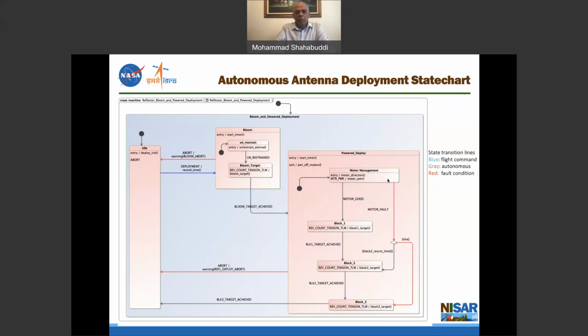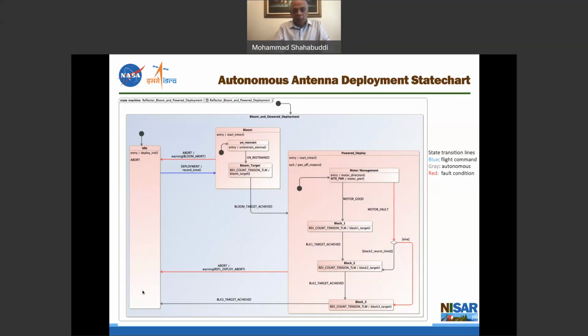Otherwise, if there were some problems with the motor, it's going to go into block 2 stage because the motors were disabled or some other issue. Otherwise, it's going to go into the block 3 state. If in any of the blocks there's an error, the abort is generated and you go back into the idle state. If everything goes according to plan, then the block 3 target is achieved and we have a successful antenna deployment.